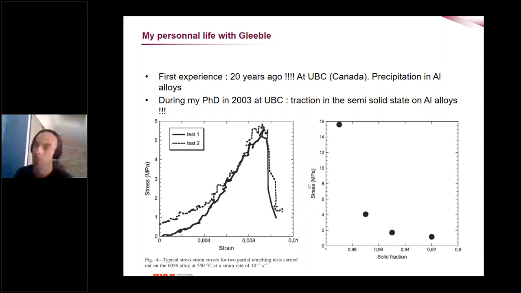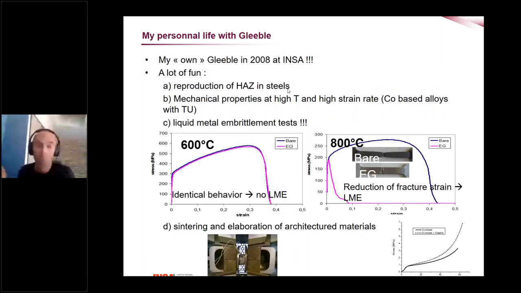And then we were able to measure the maximum stress as a function of the solid fraction where we were doing the test. Actually, it was an isothermal tensile test in the Gleeble. That was the beginning of my history with the Gleeble. And then I got a chance that in 2008, I had my own Gleeble. It's not really my own Gleeble, but that was my favorite tool for a lot of years. We had a lot of fun.